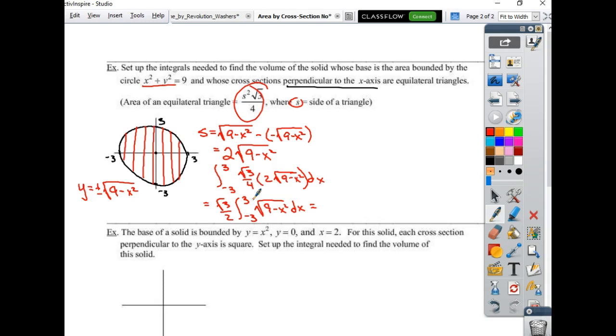So what I can do is recognize that if I go from 0 to 3 and double the whole thing, I would get the same answer. So if I multiply this by 2, I'll get the same exact answer, which gets rid of some of the nasty numbers. That's going to factor this out and call this the square root of 3 times the integral from 0 to 3 of the square root of 9 minus x squared.